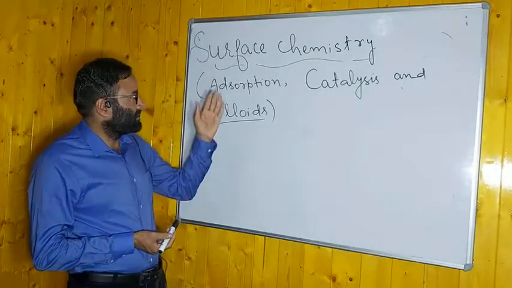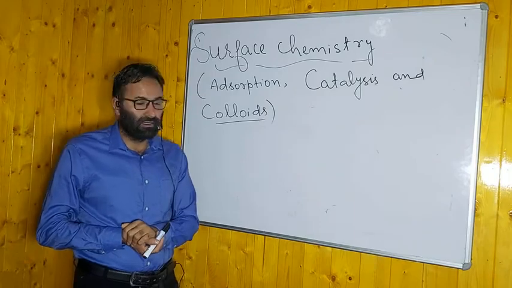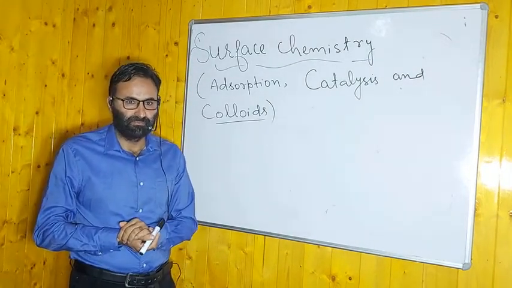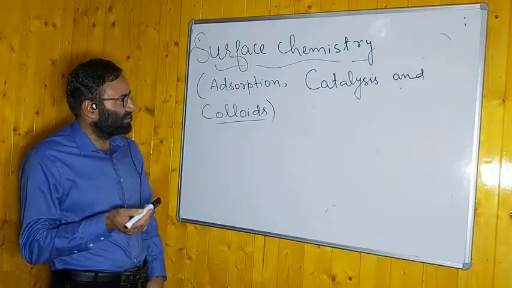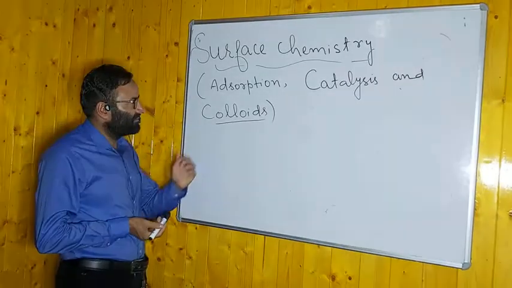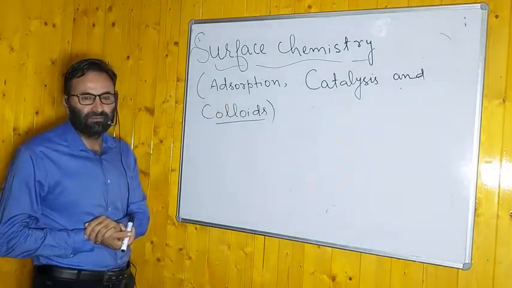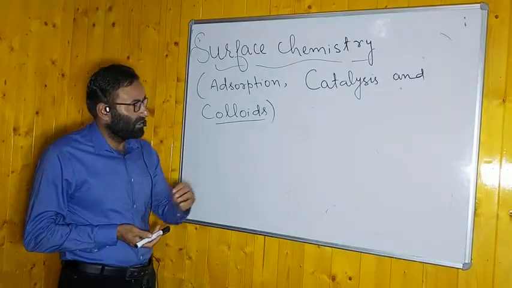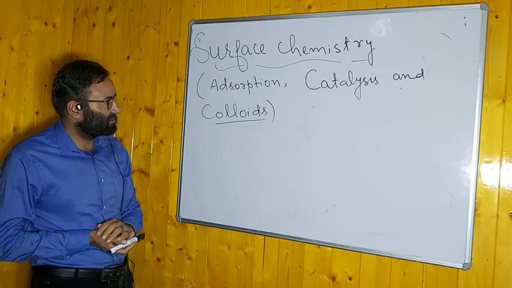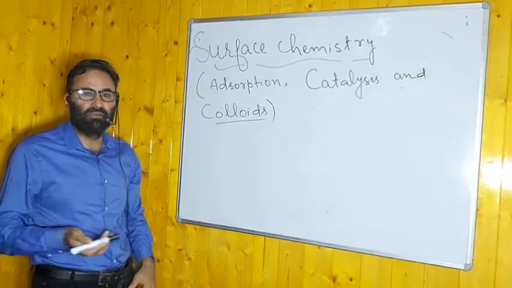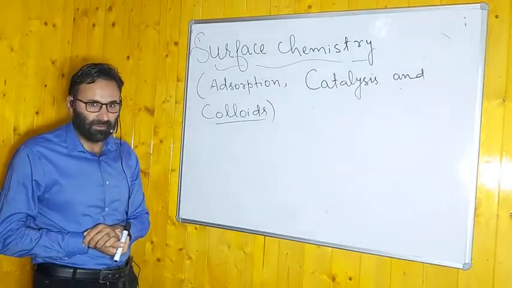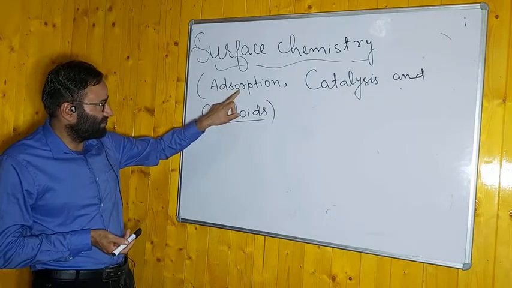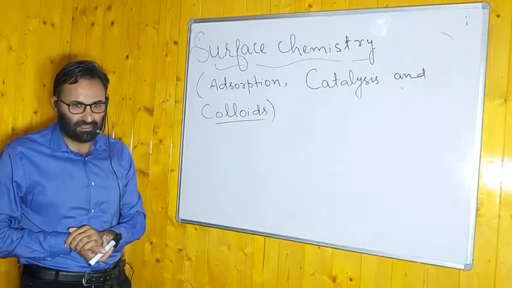Today we will start an important chapter from physical chemistry. The chapter is surface chemistry. It is the fifth unit of physical chemistry. In this unit, we have to discuss three important topics. The first is adsorption, not absorption. The second topic is catalysis, and the third topic is colloids. Remember this point: as far as the examination is concerned, questions come either from adsorption or from colloids.